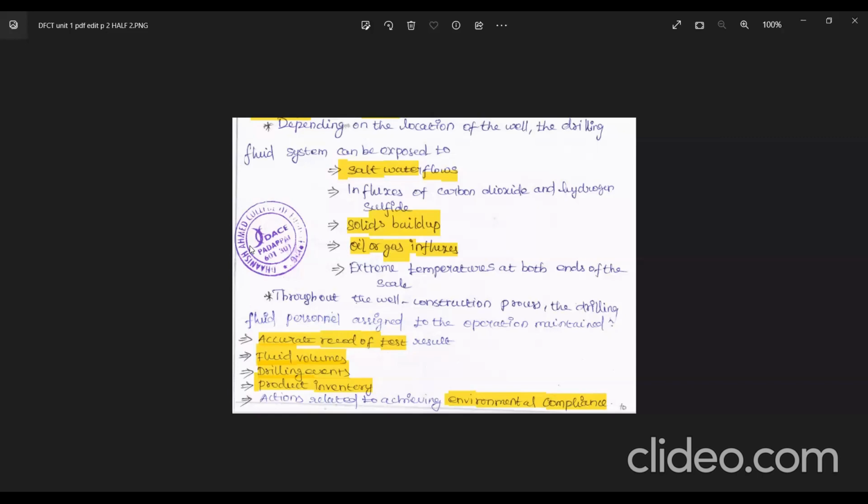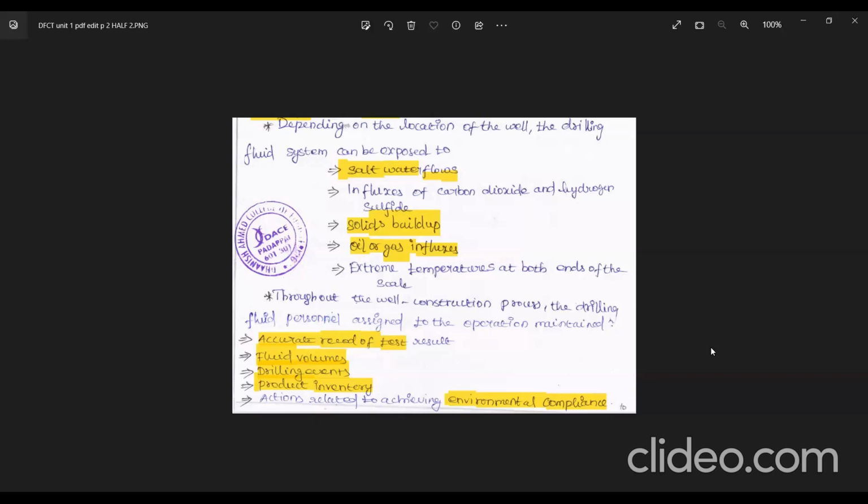Influx of carbon dioxide and hydrogen sulfide are both equally corrosive in nature. Hydrogen sulfide is a highly corrosive gas, but carbon dioxide is also treated as a corrosive gas. So both these gases are corrosive, and this is a highly risky thing for the drilling fluid system. If too much solids build up, again, it's a risk. Oil and gas influxes are also a risk to the drilling system. That is why we impart hydrostatic pressure to stop them.